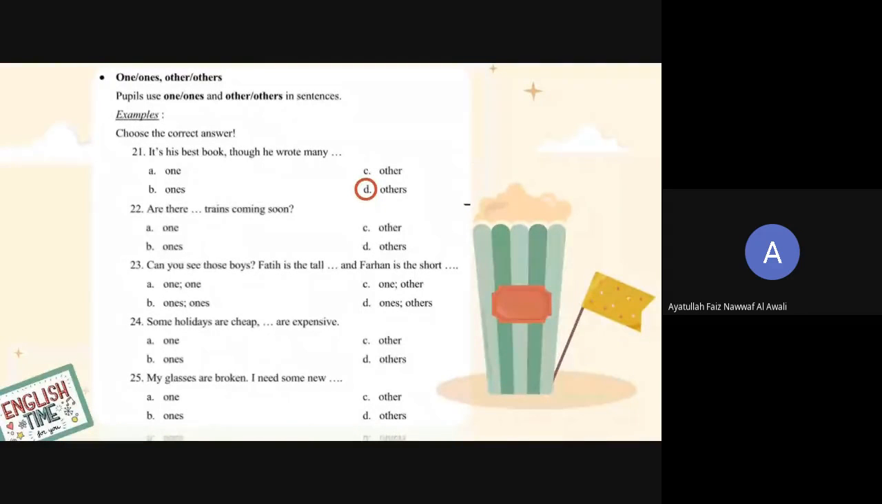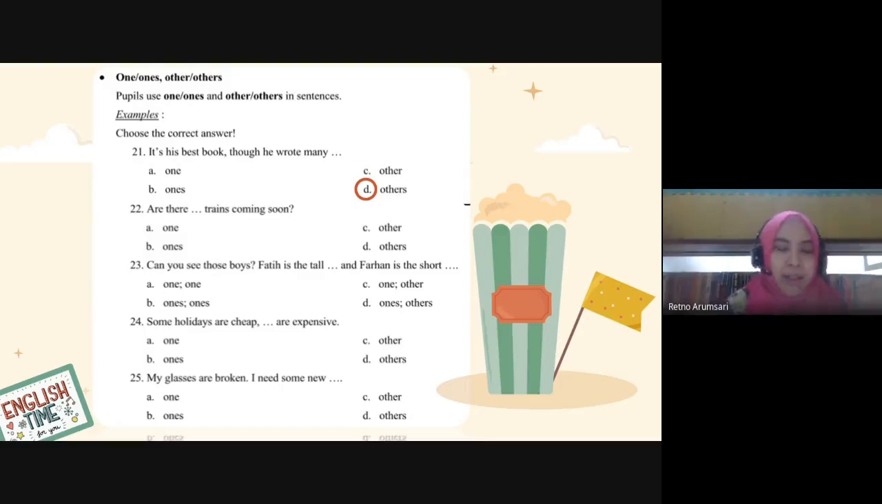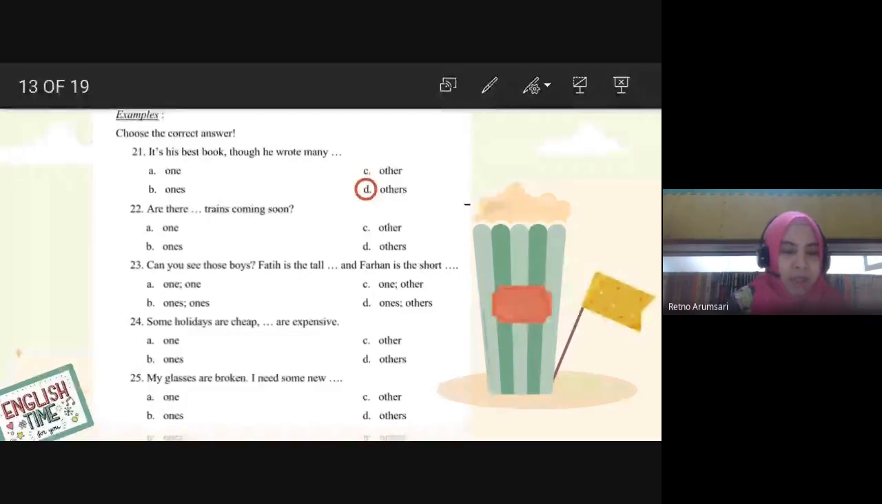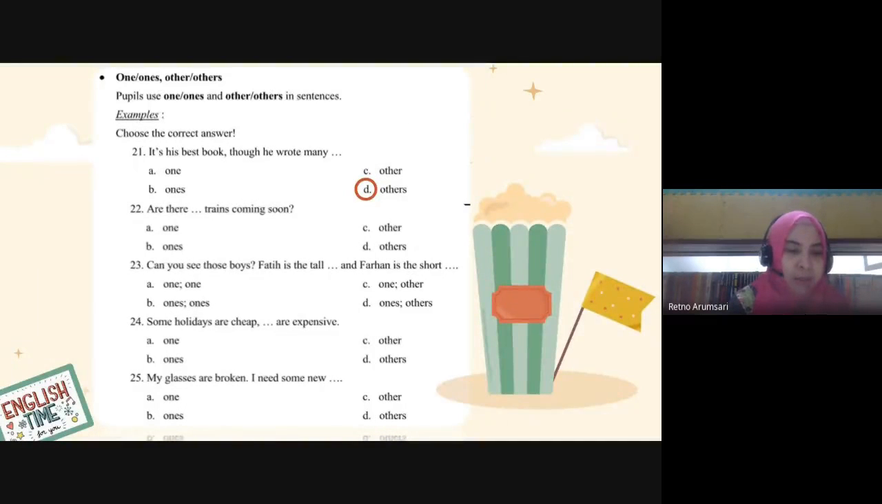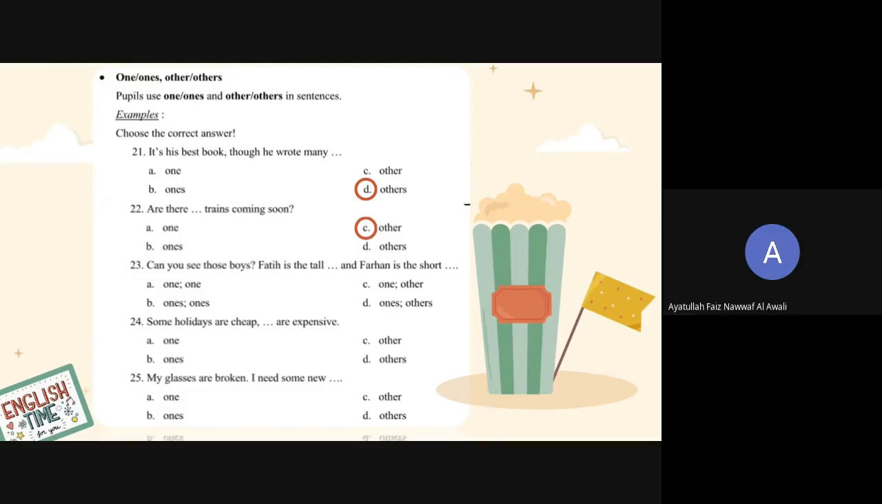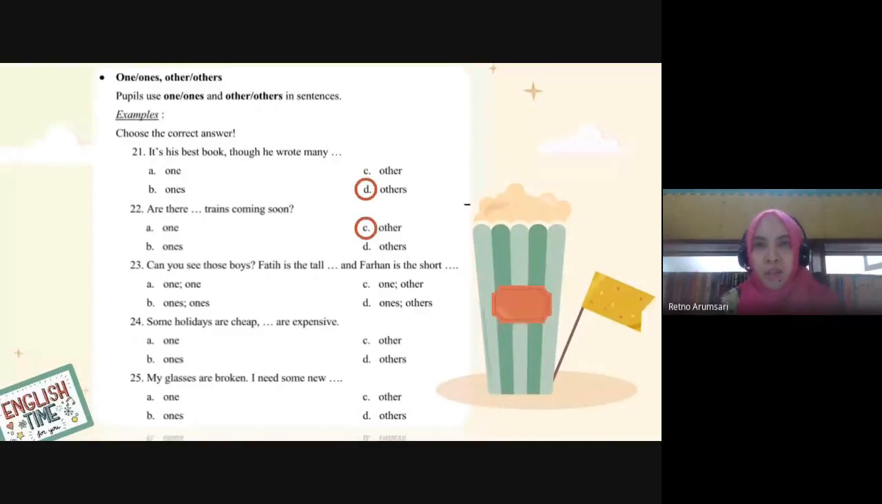Other. Are there other trains coming soon? Yes, that's right. You cannot say others, yeah? Why? Because after the blank, there is a noun. You cannot say, are there others trains? No, that's a no. So the answer is other. Okay, thank you, Faiz.